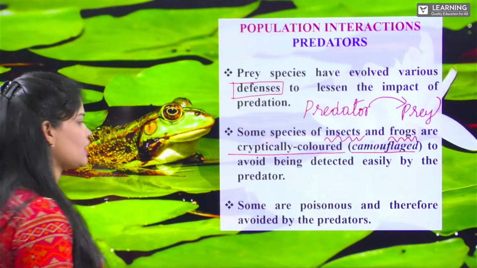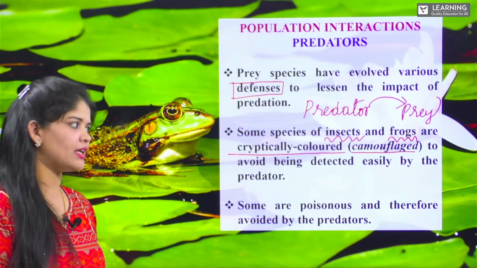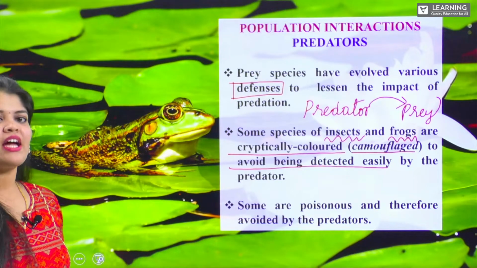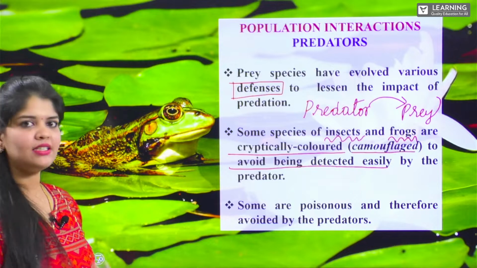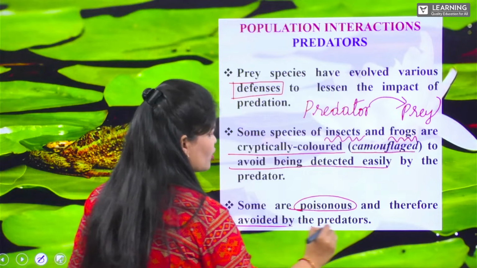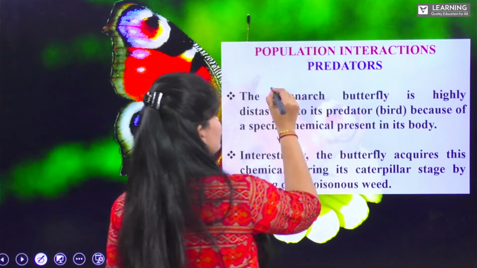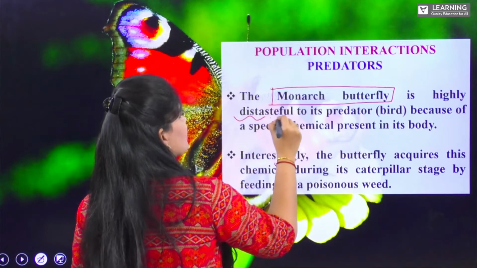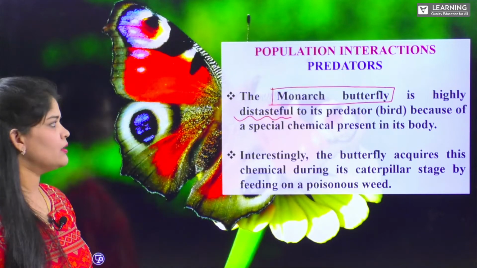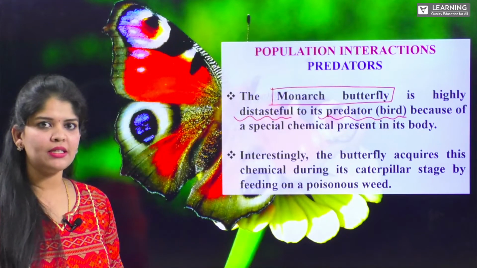So this cryptic coloration is one of the special mechanisms which has been evolved by prey to avoid being detected easily by the predator. This is one of the advanced mechanisms that has been evolved by prey. Some of them are poisonous, and therefore are avoided by the predators. For example, the monarch butterfly tastes very bitter, an unpleasant taste, highly distasteful to its predators, commonly birds, because of a special chemical present in its body.